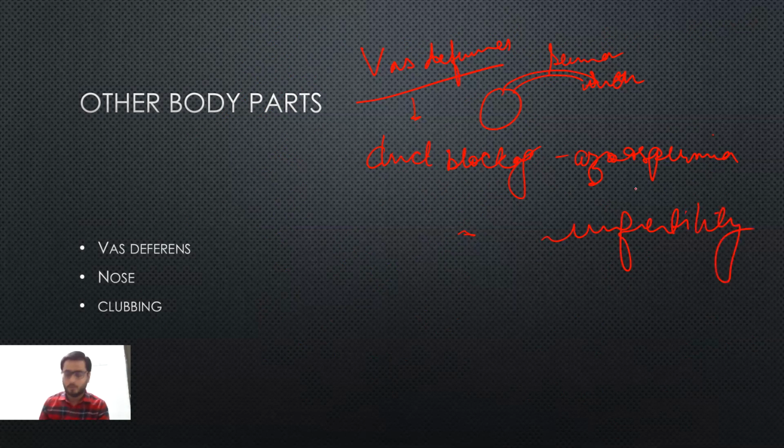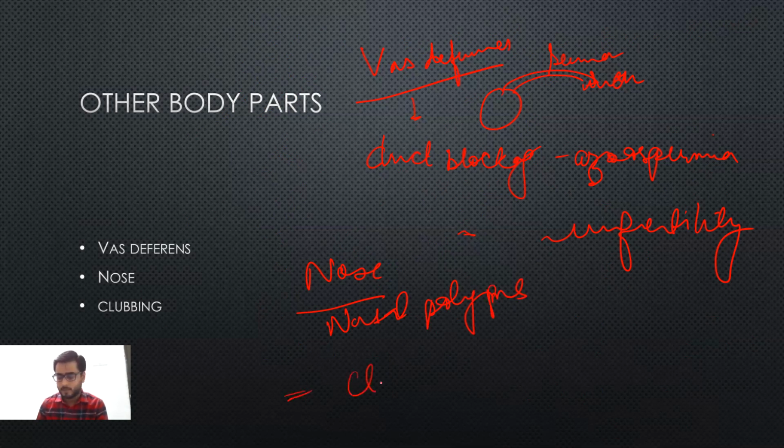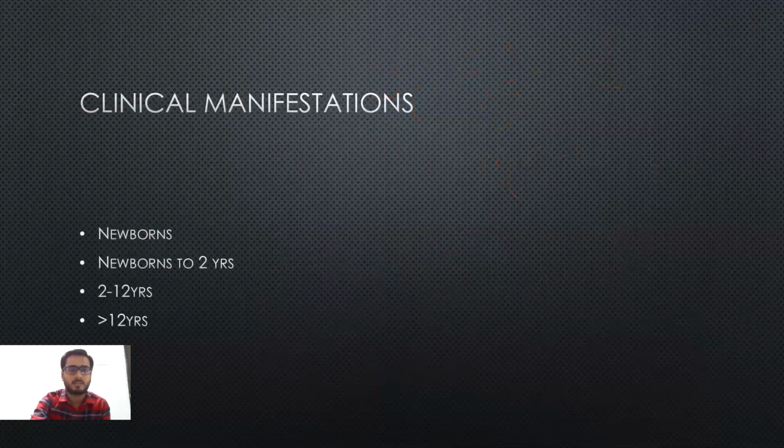Okay. Now in the nose, what can we get? We can get nasal polyps, again due to blockage of ducts. And clubbing is an important feature. We can get clubbing in patients of cystic fibrosis. So we have discussed the clinical manifestations. I already told you the sweat can be salty. Clinical features: sweat can be salty.